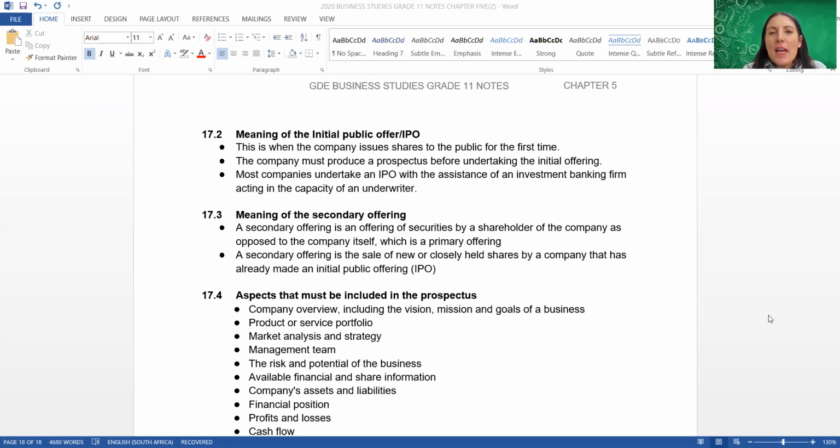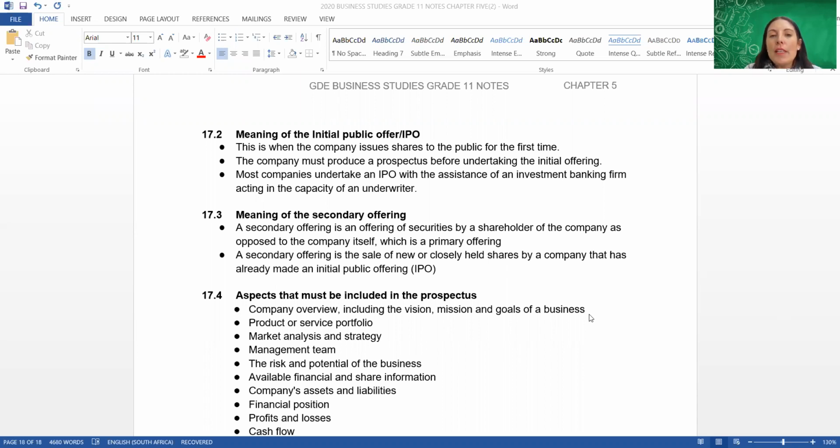I hope so. Then the secondary offering is when the trading of shares takes place, or when the company releases more shares after the initial public offering.